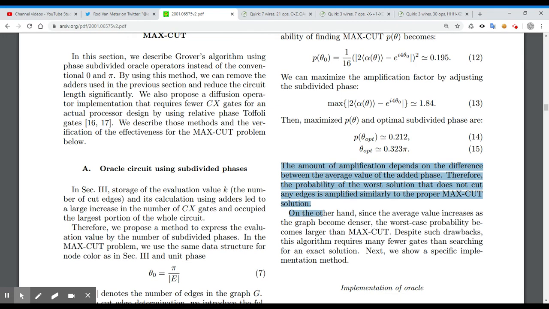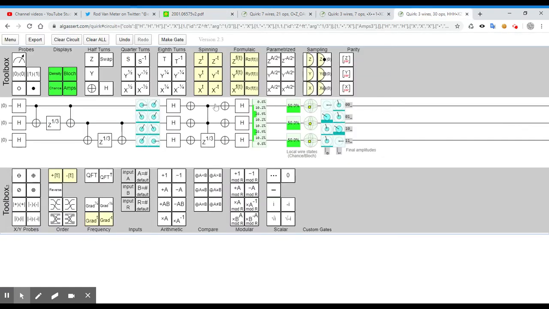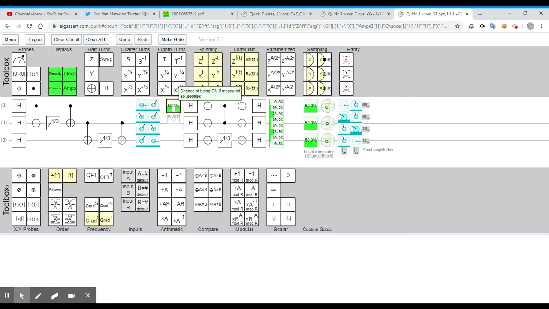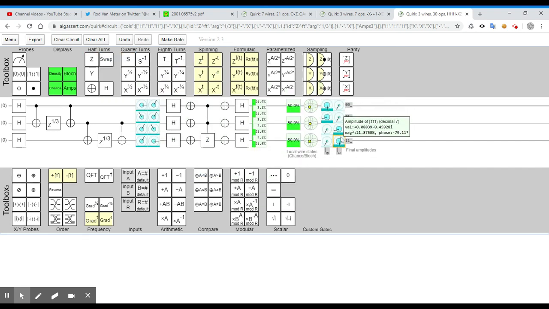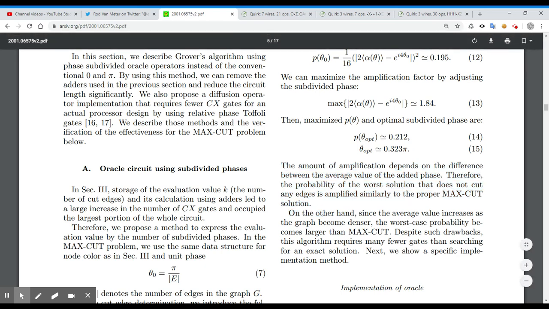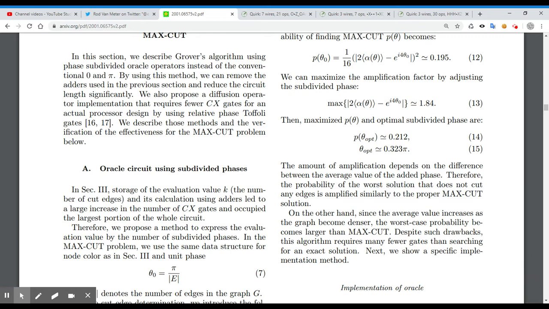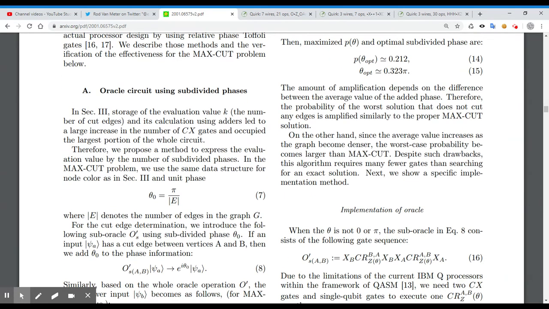That's what I was seeing here. If I basically just replace that with a Z, I see those solutions being amplified as well. Why? Because the amount of amplification depends on the difference between the average value of the added phase. Therefore, the probability of the worst solution that does not cut any edges is amplified similarly to the proper max cut solution. I need to reason a bit more about this, but that matches my results.